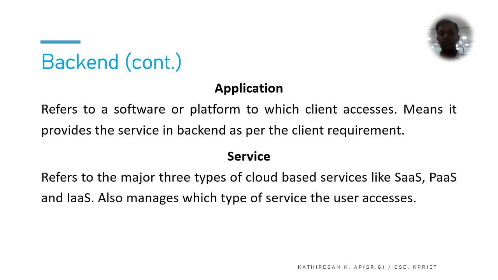Service, in the backend component, refers to the major three types of cloud-based services: software as a service, platform as a service, and infrastructure as a service. It also manages which type of service the user accesses. For example, a user can access a cloud-based storage service like Dropbox, a cloud-based development platform like Google App Engine, which we call platform as a service, or cloud-based infrastructure like Amazon Web Services, which we call IaaS, infrastructure as a service.